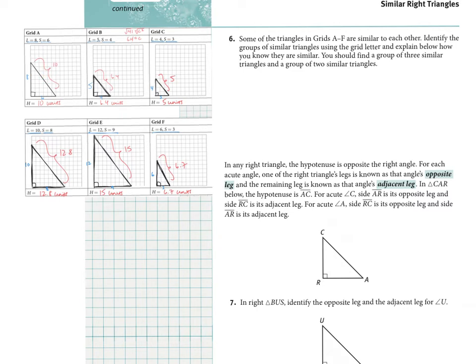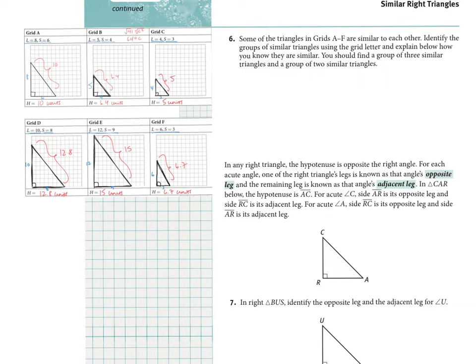Remember, we know that with similar triangles, there's going to be some type of scale factor that you can multiply to get a bigger or a smaller result. So when I'm looking at all the triangles, I notice a pattern with grid C. I see that the length of 6 is cut in half to get 3. The length of 8 is cut in half to get 4, and the length of our hypotenuse, 10, is cut in half to get 5. So we're essentially multiplying by a scale factor of 1/2 to get to that triangle.